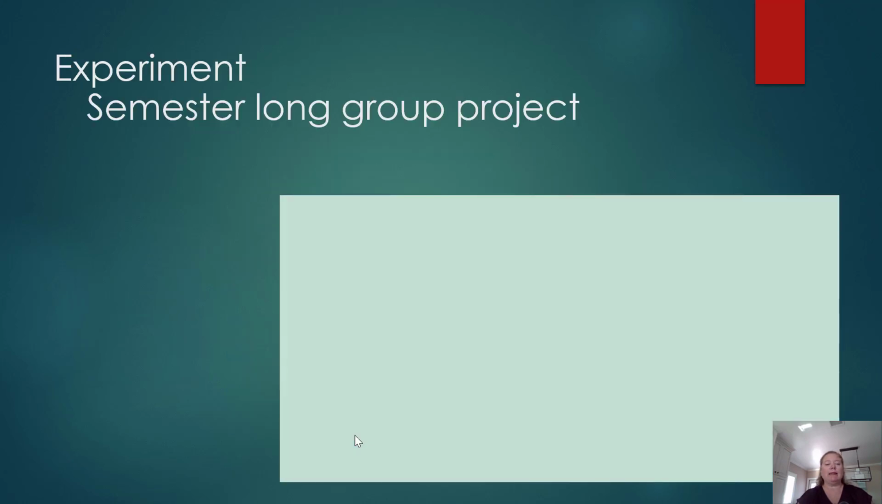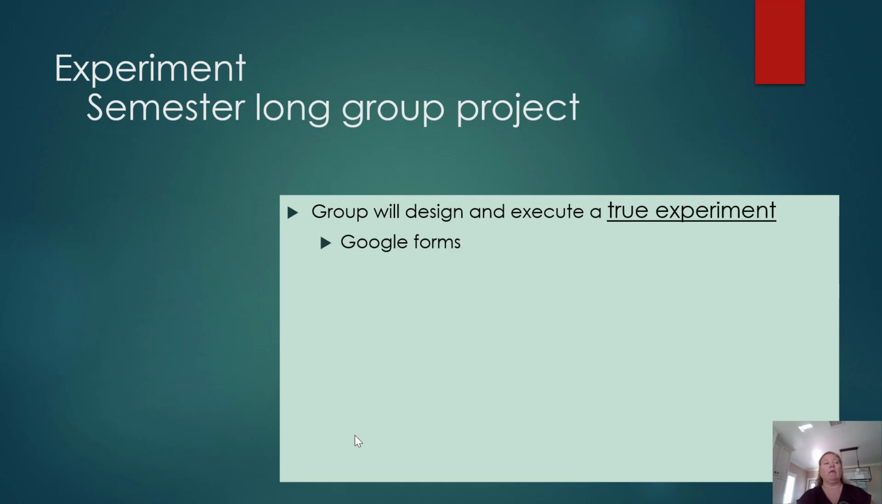So the experiment is a semester-long group project. We will start in the 3rd week of school, picking our groups, picking our topics, and then the rest of it's broken down into smaller components, not just one big thing turned in at the end of the semester. So your group will design and execute a true experiment. We will talk about different research strategies in here. Your group will use the experimental research strategy, where you will manipulate an independent variable and measure a dependent variable. Because we're online, we will do this in Google Forms. It will have a between subjects design.